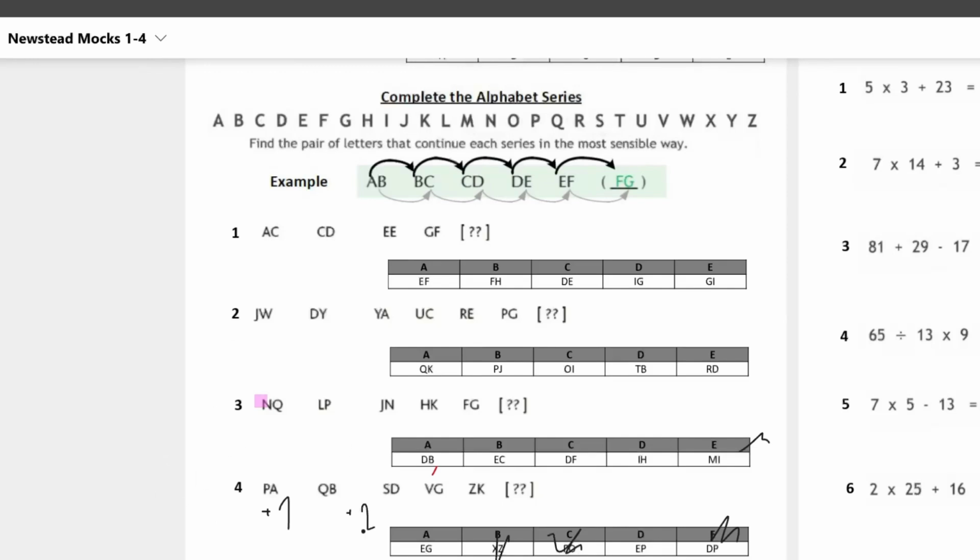Then we have to find the next. We have A, B, D, G. Seems like we're having the same thing. A, B, D, G. So we add 3, add 1, 2, 3, 4 for K, add 1, 2, 3, 4, 5 for P. So we get D as our answer.